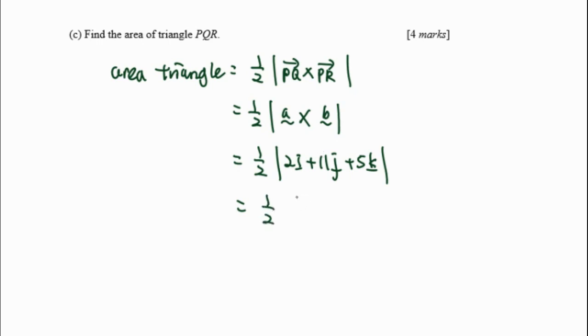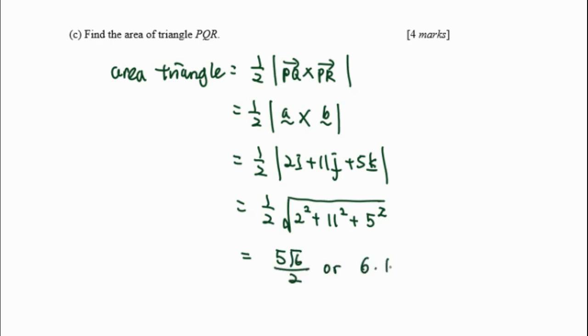So in order to find the magnitude of this vector, we're going to do x squared, y squared, and z squared. So this will give us √150/2, or we can put in decimal 6.12.